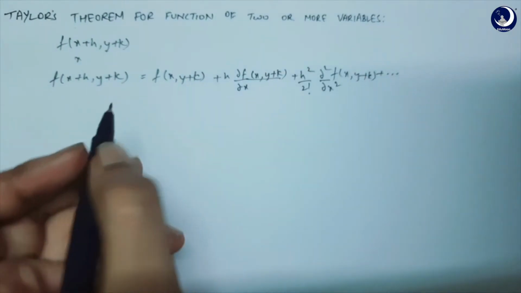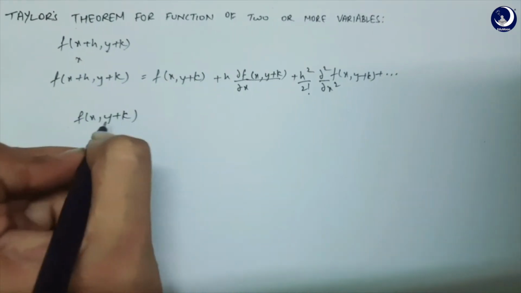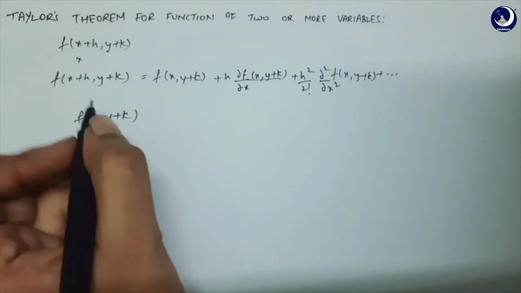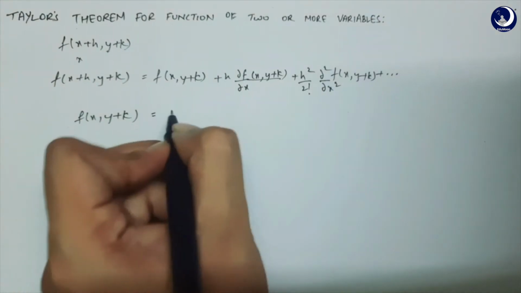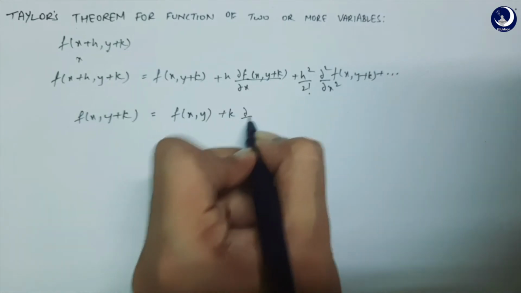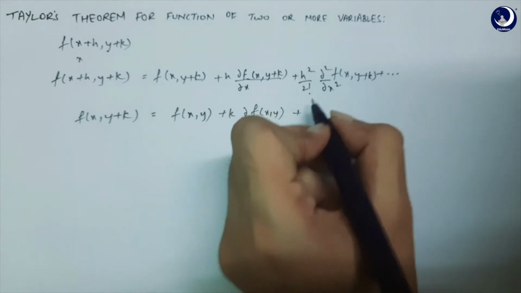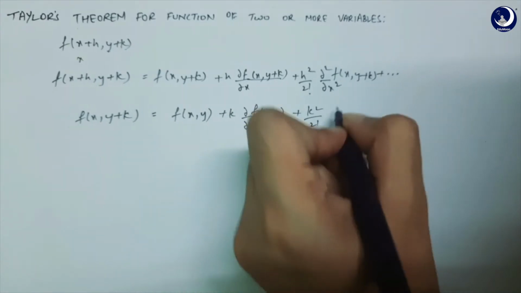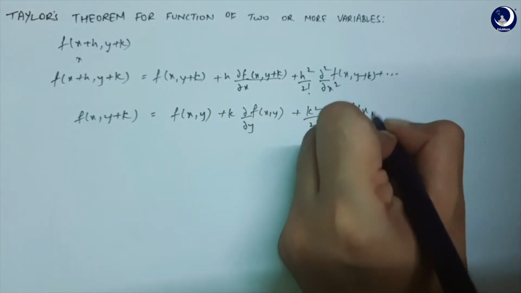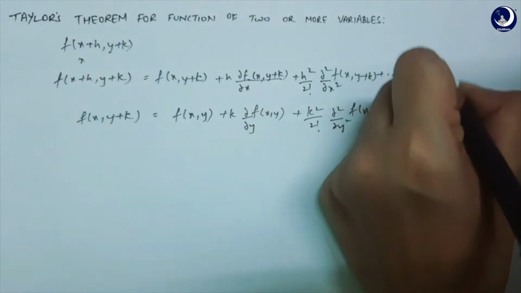and so on. Now let's consider this function f of x comma y plus k as function of y variable only. So this one becomes a constant, and we use same Taylor's theorem and expand it. Then we get f of x comma y plus k, dou by dou y of f of x comma y plus k square by 2 factorial dou square by dou y square of f of x comma y, and so on. Now substitute this equation in our first equation.